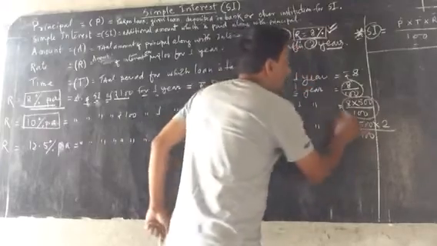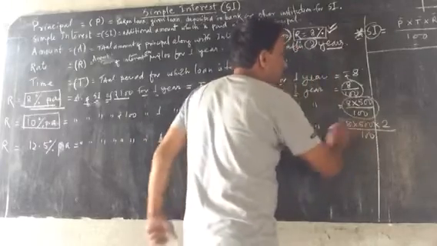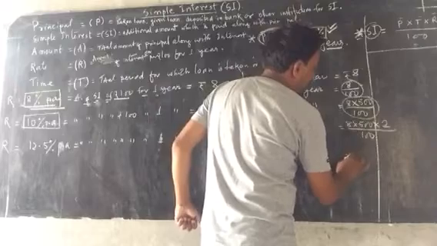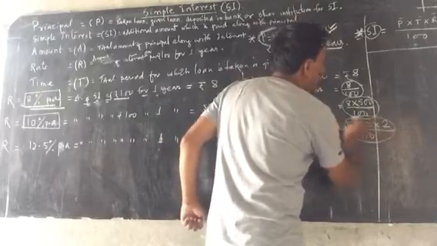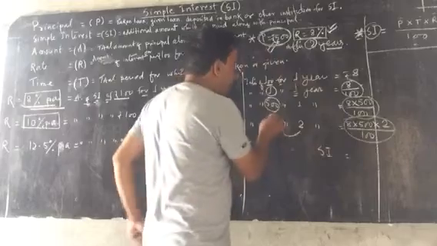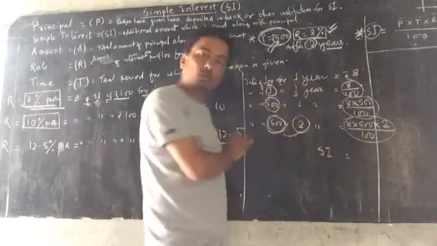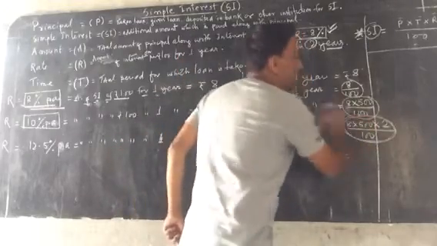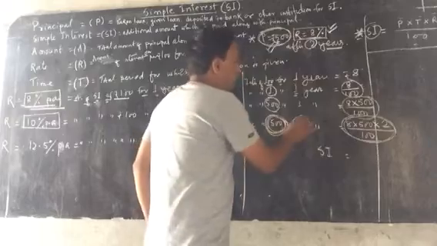Okay. Now I just want to tell you, in this way I can calculate. I will just write here. This is the total interest. This is the simple interest. Total interest of rupees 500 for 2 years.